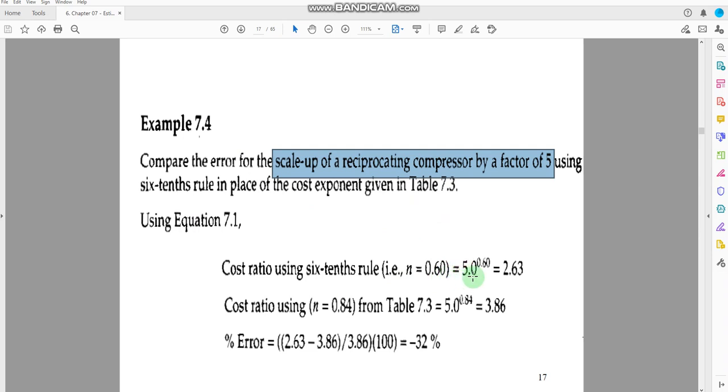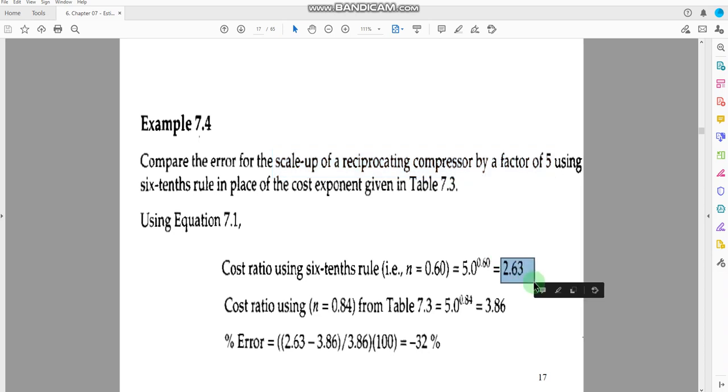This one, AA by AB, is 5, and the value for n is 0.6. So the ratio between the new and the old cost comes out to be 2.63. Now, if we compare this six-tenths rule with the actual capacity factor, or the exponent provided to you in the table, what could the new cost ratio be?